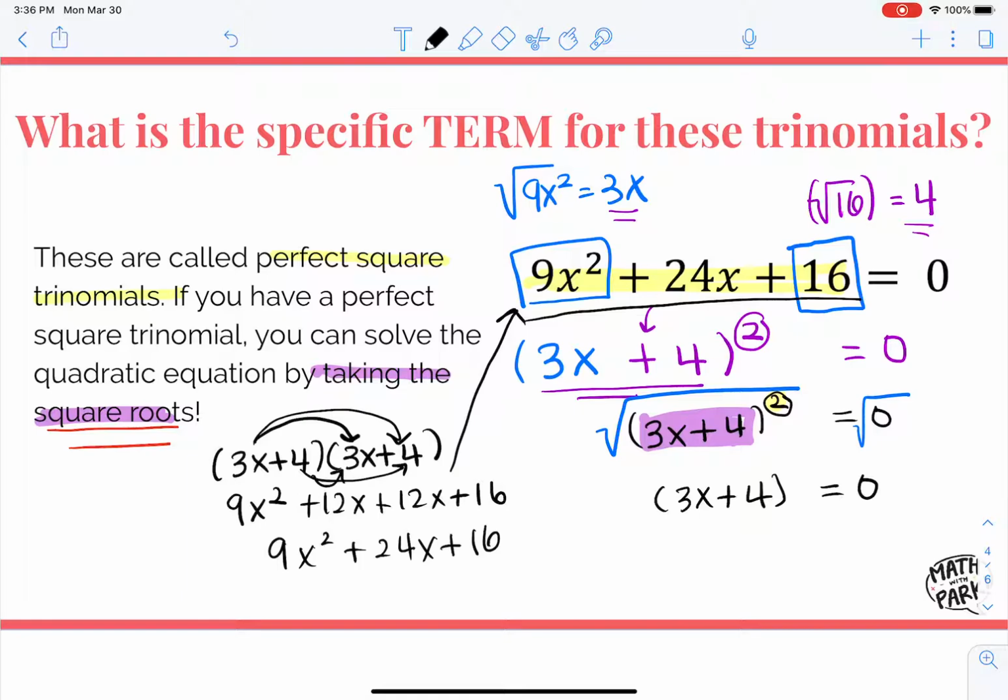Now what you can do is solve for x, because the purpose of an equation is to solve for x. So 3x plus 4 equals 0. We're going to subtract 4 on each side. Get 3x equals negative 4. We divide by 3. Then we get x equals negative 4/3. Now the question I want you to think about is, how many solutions are there if it's a perfect square?